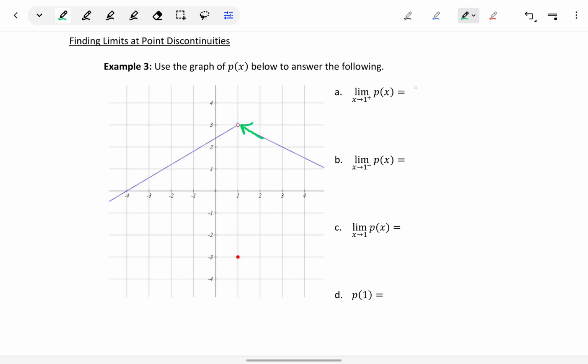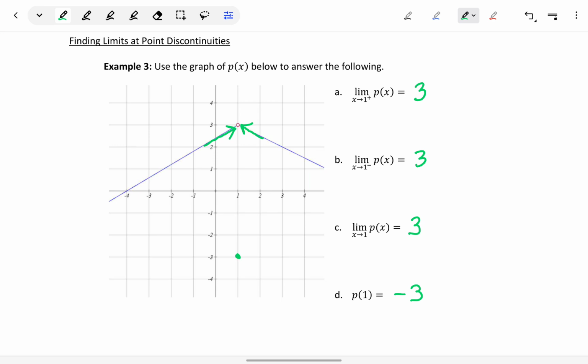So in this case, we're approaching a function value of 3. As we approach 1 from the left, we're approaching that same function value of 3. Since the two one-sided limits are equal, that tells us the limit as x approaches 1 is also equal to 3, despite the fact that our function value at x equals 1 is going to be negative 3, because we have that point that's separate from the rest of the curve telling us what our function value is at negative 1.